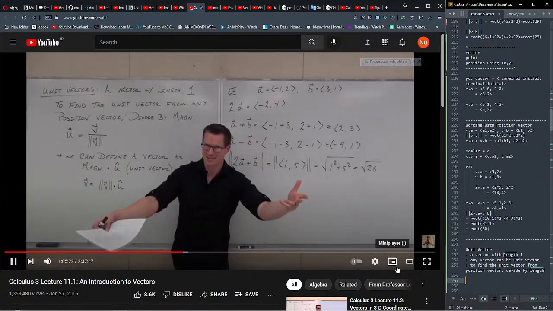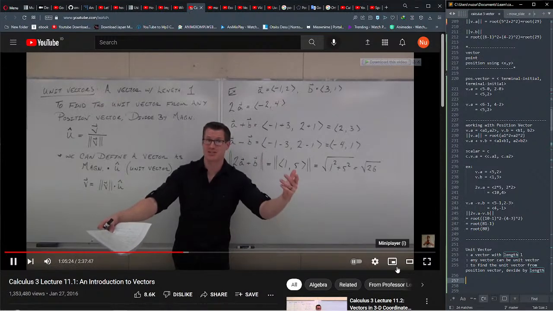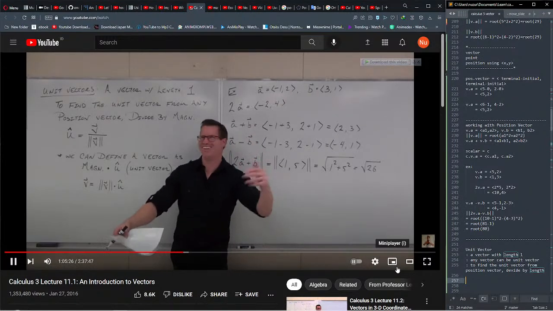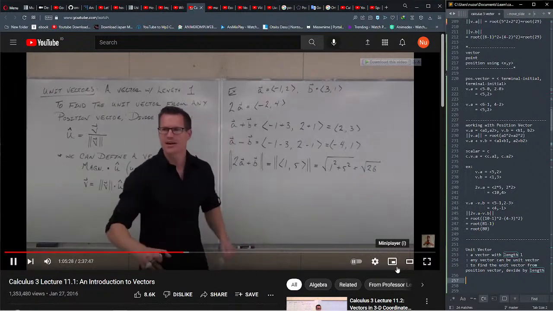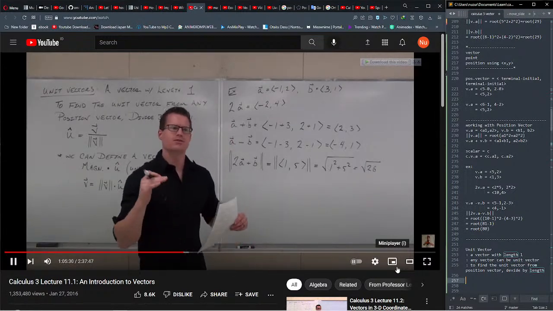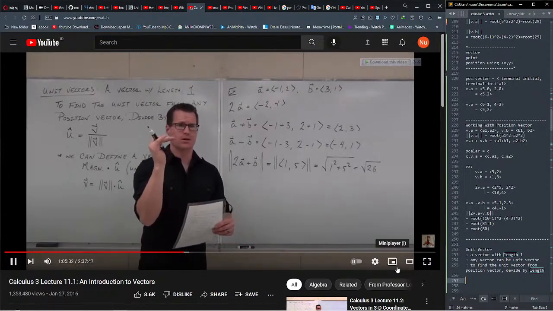So word association here, people. Unit vector? Direction. Let's try this again. Unit vector? Direction. Oh, you got it. Yeah, so unit vector means direction. It's giving us the direction of our vector. Do you understand what I'm talking about?